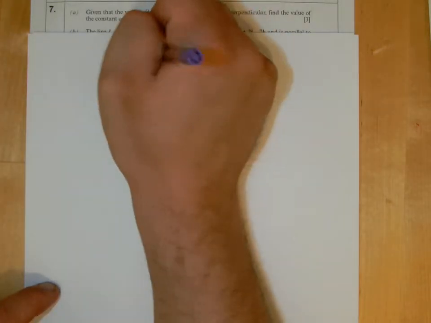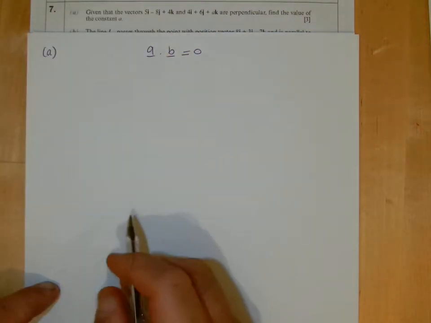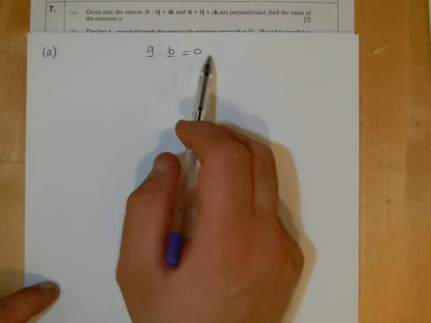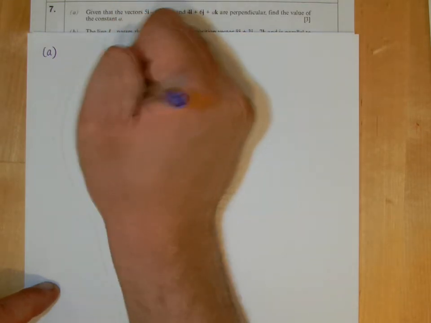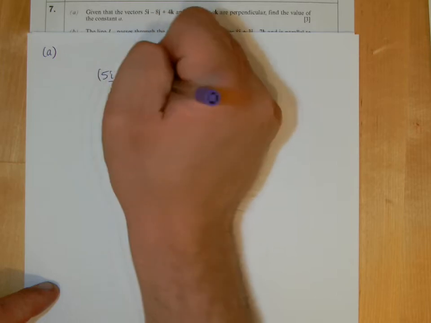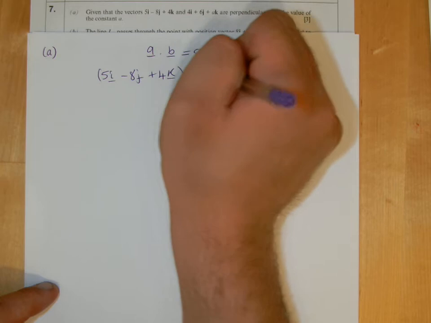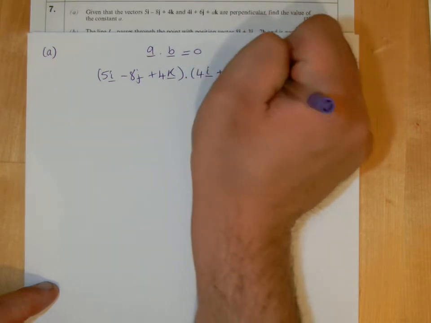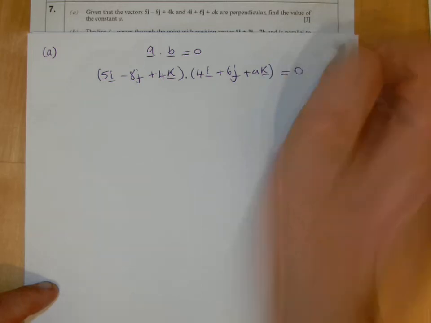Okay, part A here. Given that the vectors that we've got here are perpendicular, find the value of a. If they're perpendicular, remember that we use this rule of a dot b equals 0. That's what happens when you dot them, you get 0 if they're perpendicular. So if I dot these two vectors, 5i minus 8j plus 4k, dot that with 4i plus 6j plus ak, if I work that out, it should come to 0.